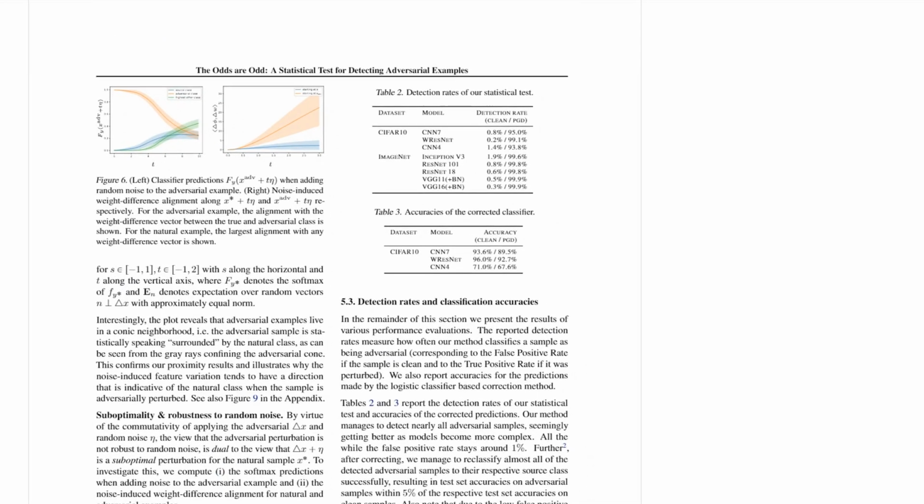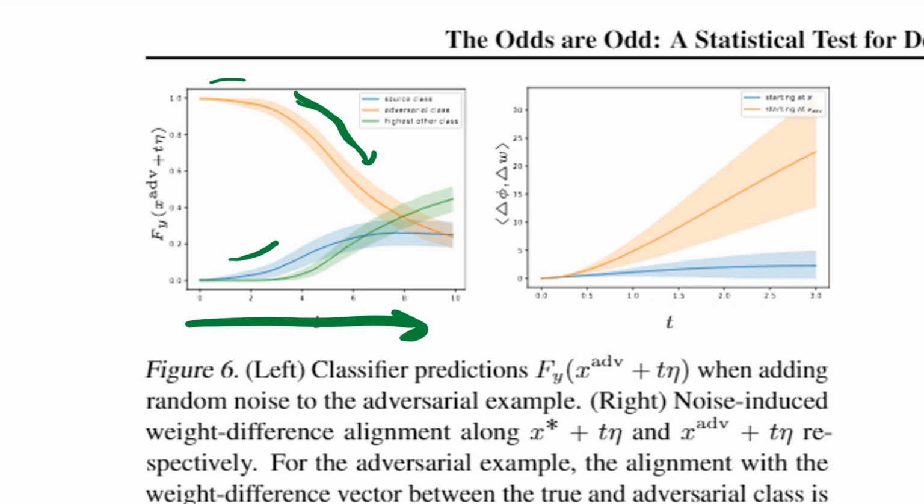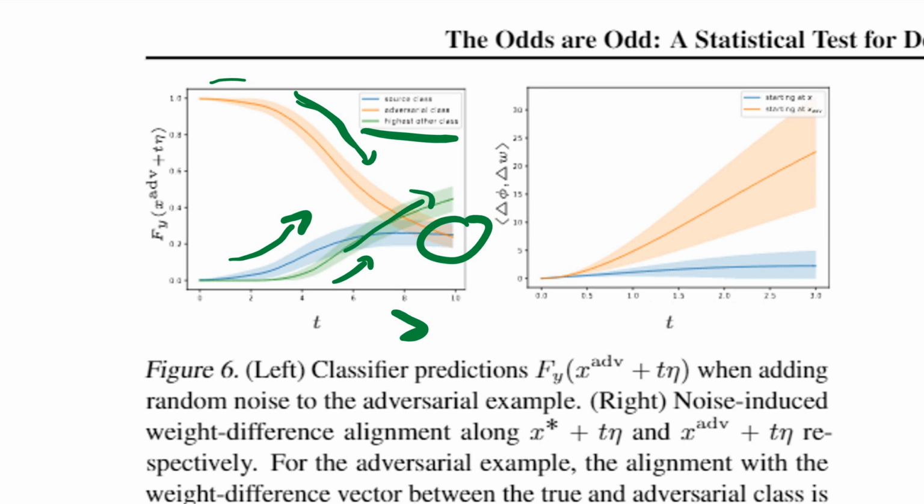So I still want to go back to this plot here. If you add noise, and this is the noise magnitude here, what you'll see is the orange here is the adversarial class. So orange will go down, down, down, down, down, right, as you increase the noise. The blue is the source class. So the blue goes up, and it goes up faster than the green, which is the highest other class. So green is whatever class is not the adversarial, not the source, but the highest class other than that. So the source class goes up quickly, but before the source class can overtake the adversarial class, which happens back there, the highest other class has already taken over.